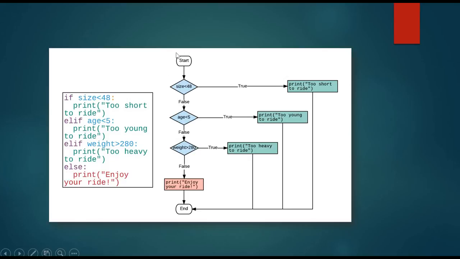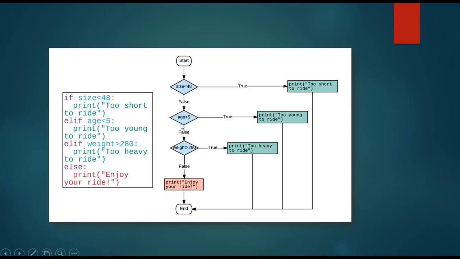So now the program's going to start. It's going to check if the size is less than 48. If it is false, it goes to the next condition to check, this Elif statement. It checks whether the age is less than 5, or 14 was our case. If that is false, it goes to the next Elif statement. It checks whether weight is greater than 280. And if that is false, we finally get to this else statement, which says print enjoy your ride.